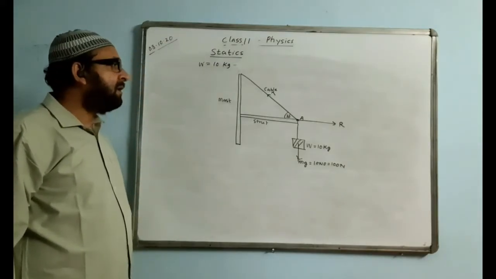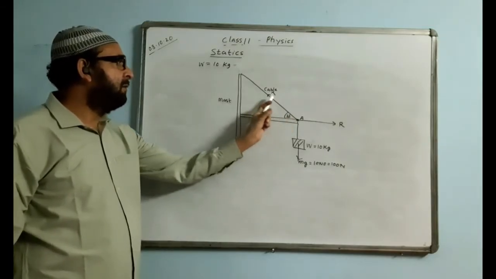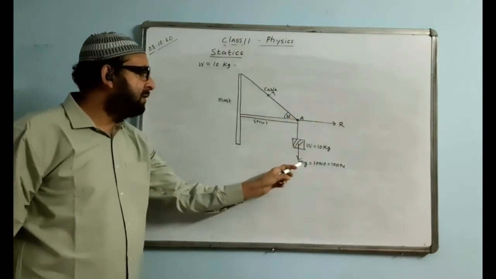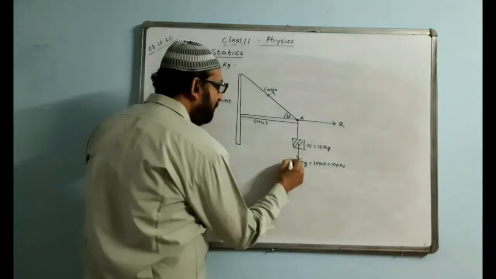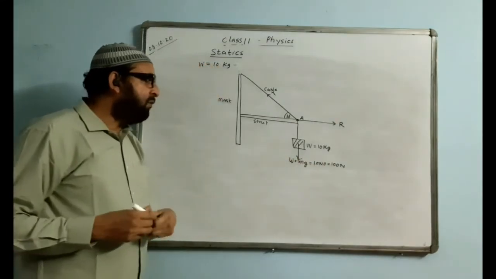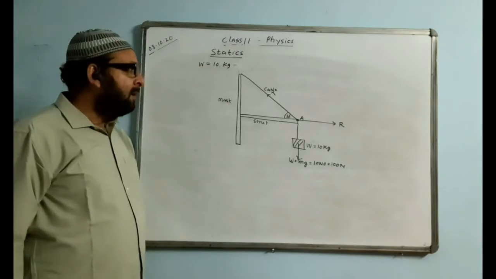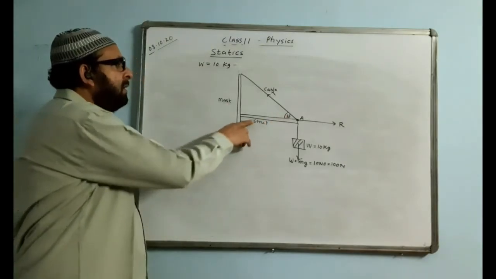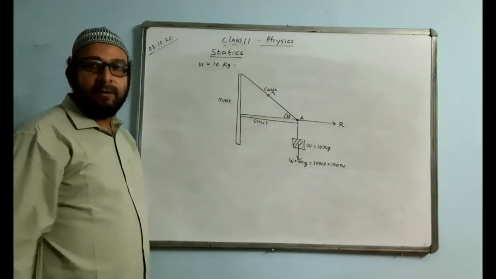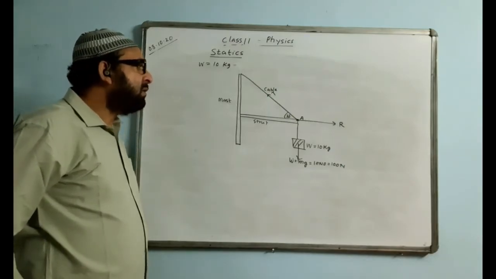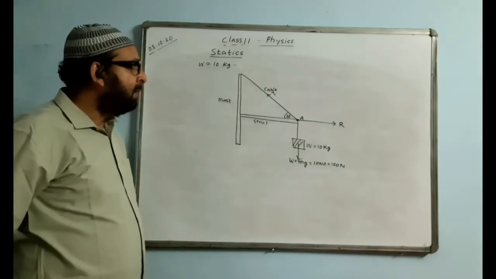Then you will find there are three forces acting here and they are concurrent. One is T, one is R, and one is W. That is mg. W is equal to mg. Three forces are acting here at a point, and the strut is in equilibrium. It's not moving at all. That is, we can use Lami's theorem.